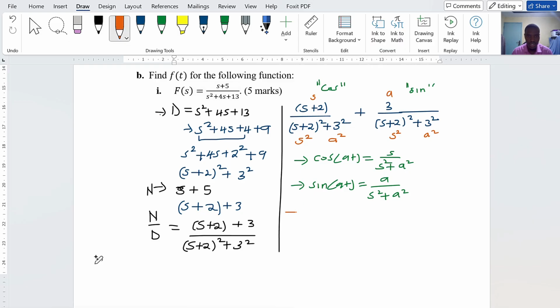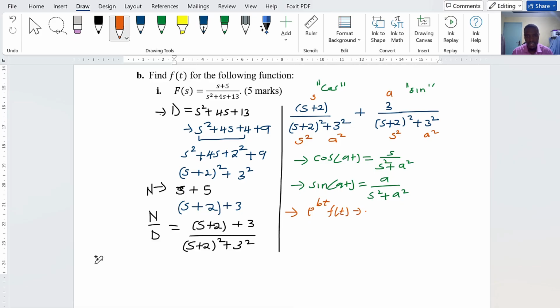So we also need to recall that if you have f of t, okay, let me put it well. You also need to recall if you have e to the bt times f of t.